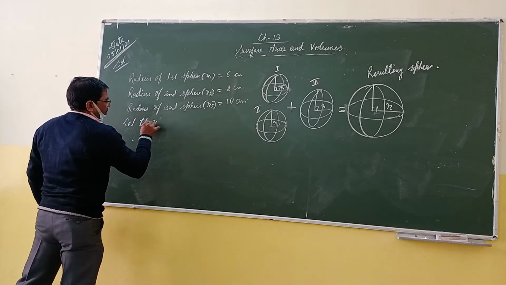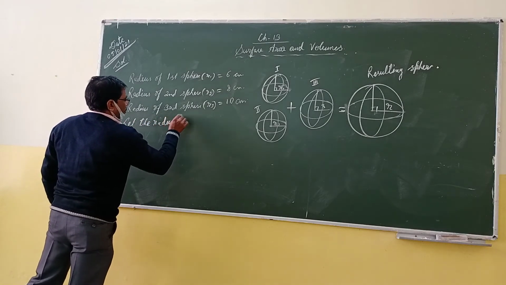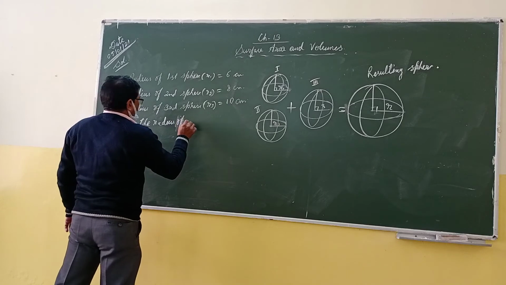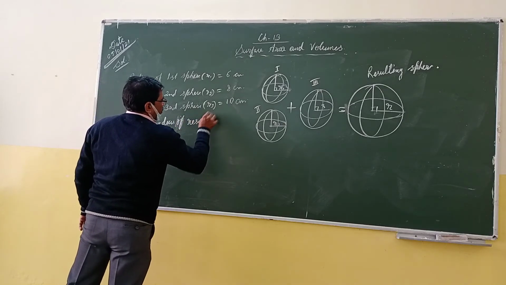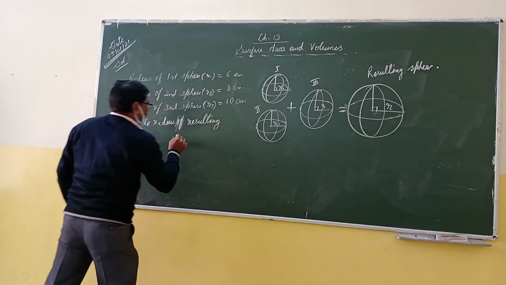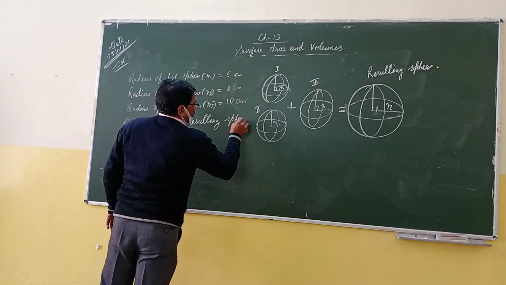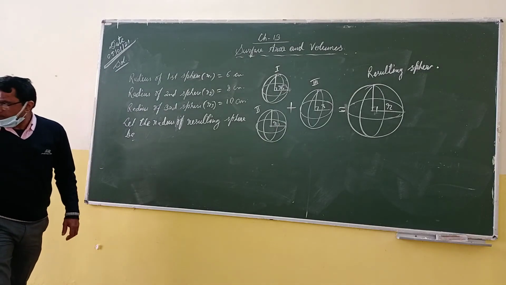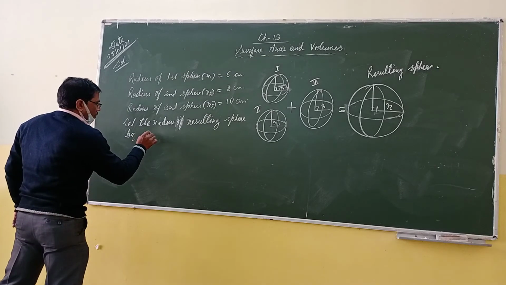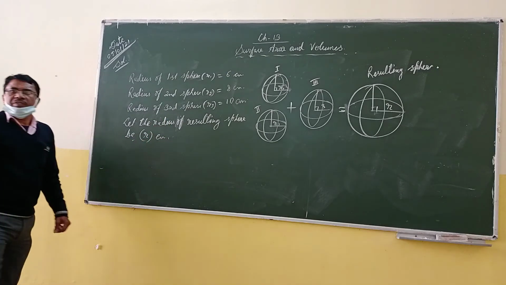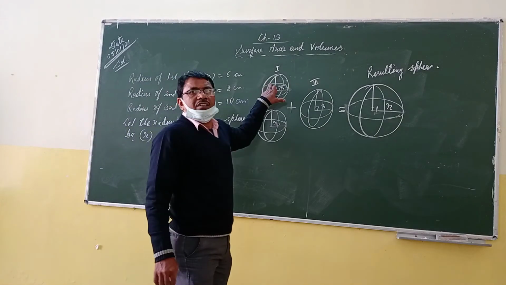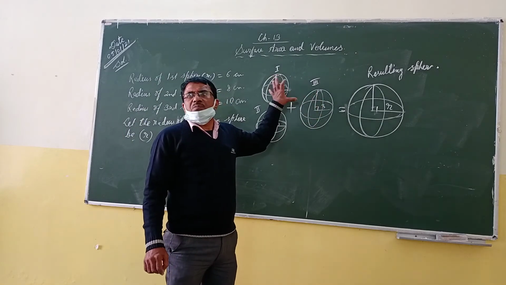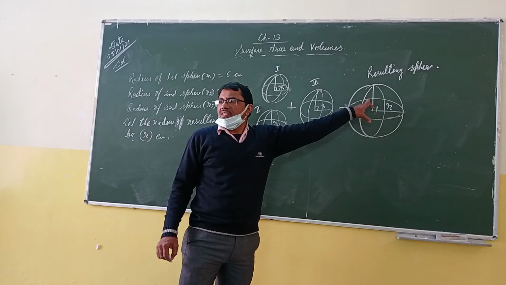Now students, let the radius of the resulting sphere be R centimeter. So volume of the first sphere plus volume of the second sphere plus volume of the third sphere must be equal to volume of the fourth sphere. That is our resulting sphere.